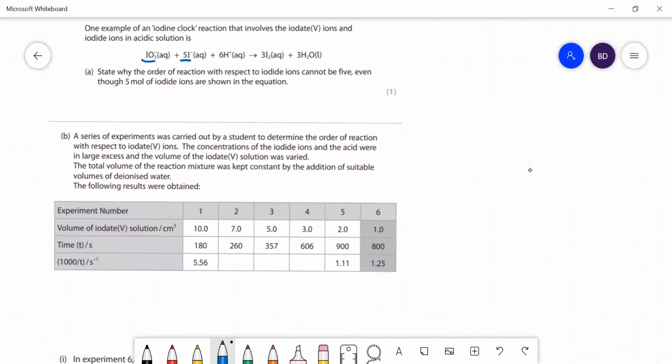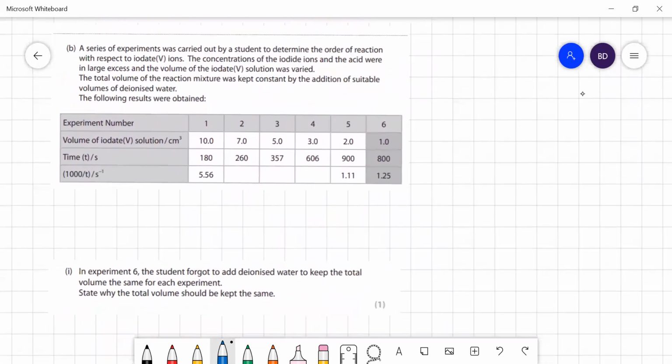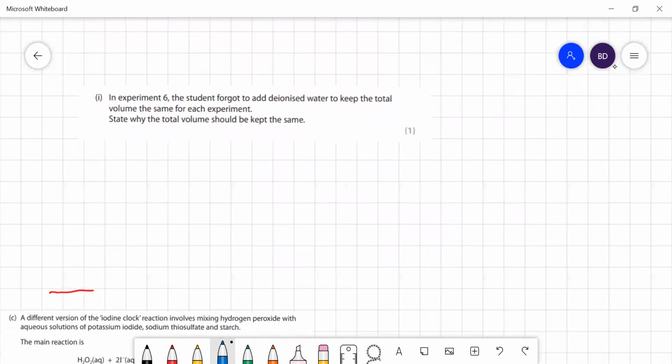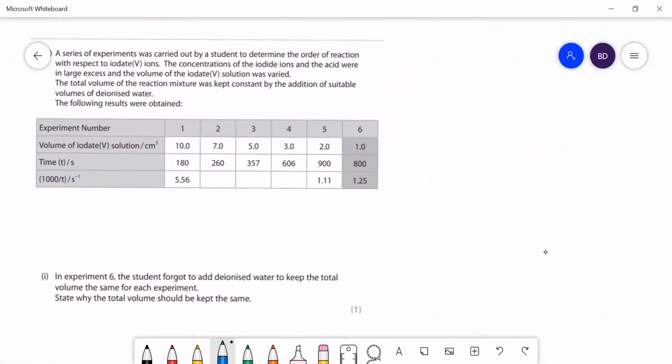Okay, a series of experiments was carried out to determine order of reaction. The concentration of iodide ions and the acid were in a large excess, and the volume of iodate was varied. Okay, the total volume of the reaction was kept constant by addition of suitable amounts of water. Okay, and the following results were obtained. Right, so what you've got to do, Question 2, is fill in these answers here.